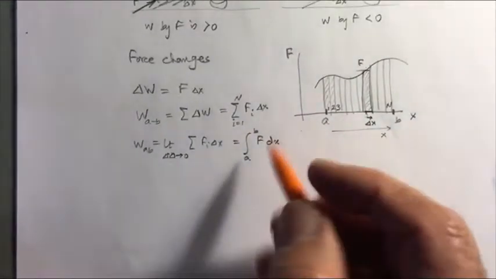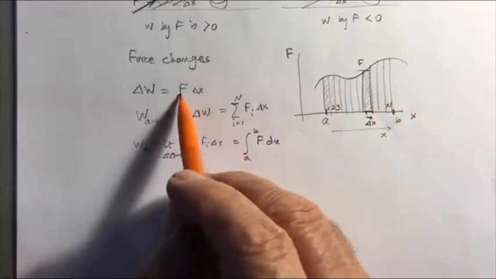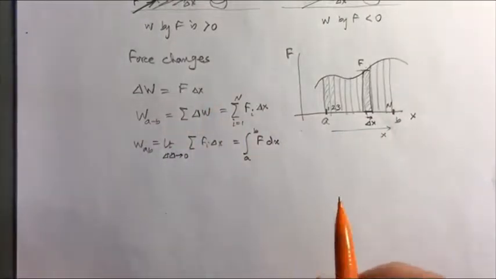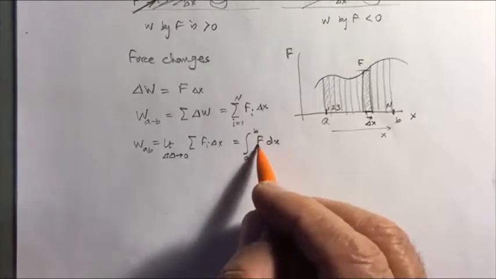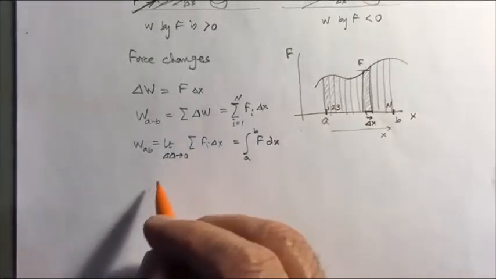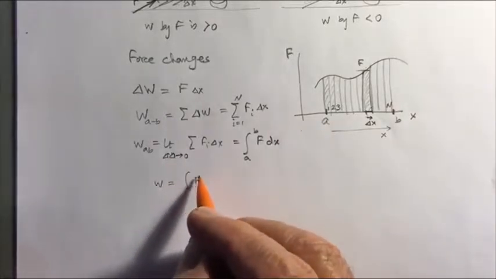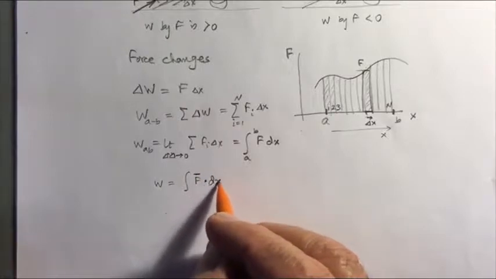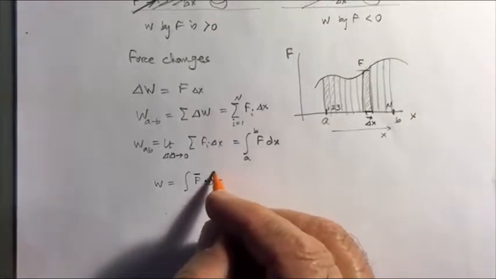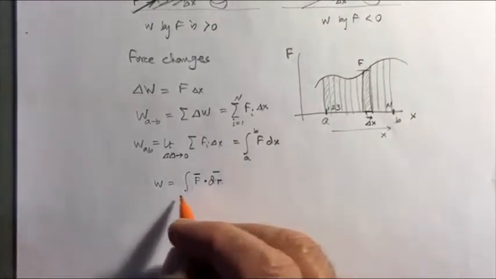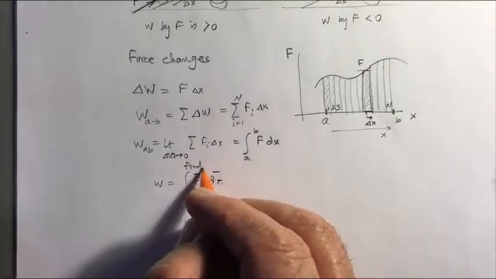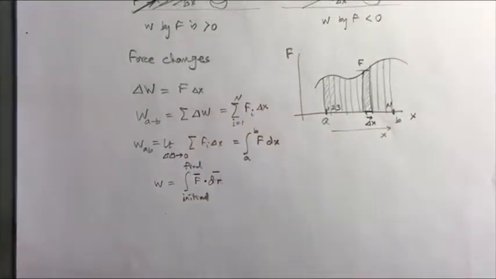Well, here the force was in the direction of delta x, so we didn't do the cosine theta. But if you want to write F as a vector, so F could be in any direction and the delta x could also be in any direction, then the work done would be the integral of F dot, instead of dx we write dr, because it could be 2D or 3-dimensional, and this is from the initial position to the final position, whatever that is.